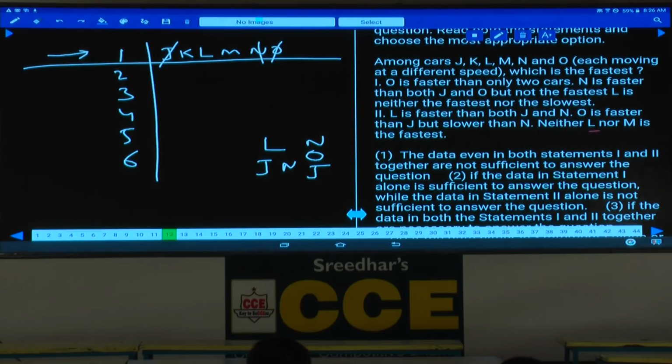Then neither L nor M is the fastest. N cannot be the fastest, M cannot be the fastest. Then finally what is left over here? K is the only car which is the fastest. And this is through the elimination process.